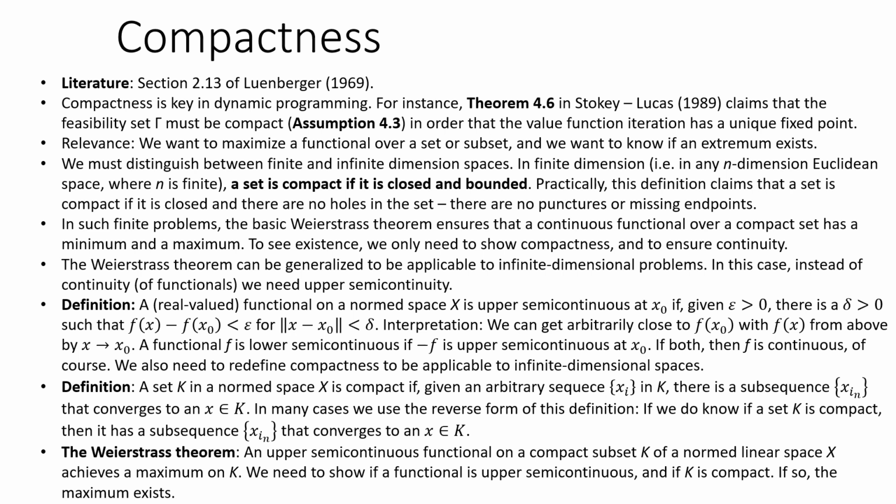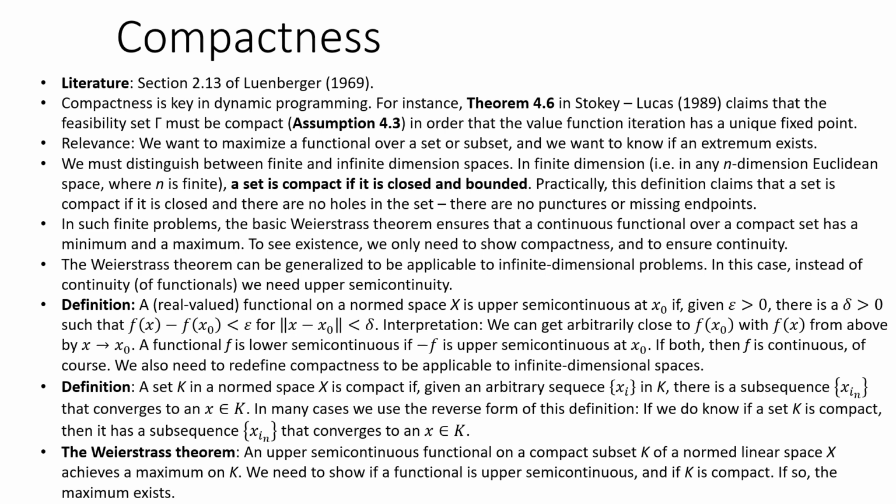And the other definition we need is compactness. A set in a normed space is compact if, given any arbitrary sequence in the set, there is a subsequence that converges to a point, to an element, to a vector in the same set. Please remember the course Recursive Economic Dynamics. In many cases we use the reverse of this definition. If we know a set is compact, then it must have a subsequence that converges to an element in the same set.